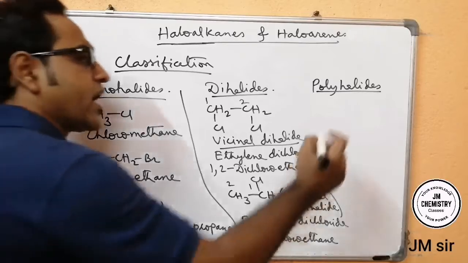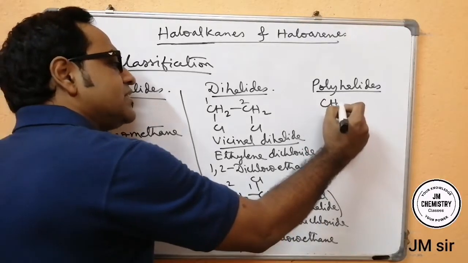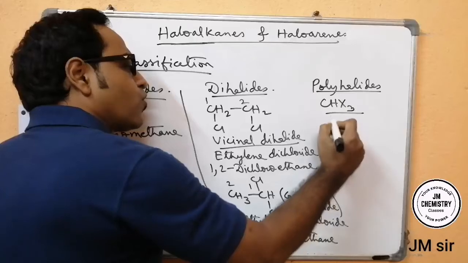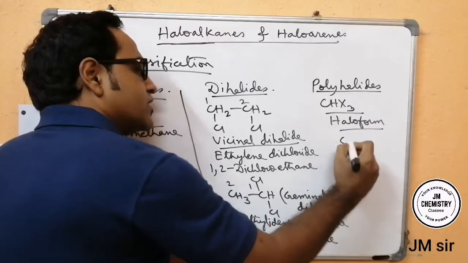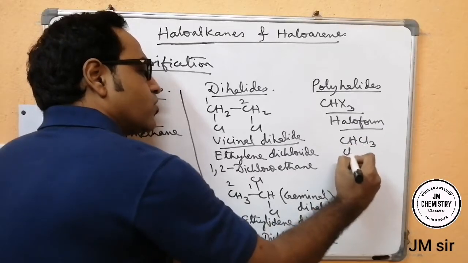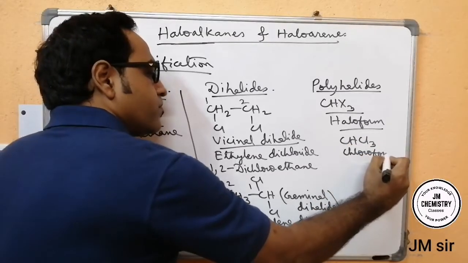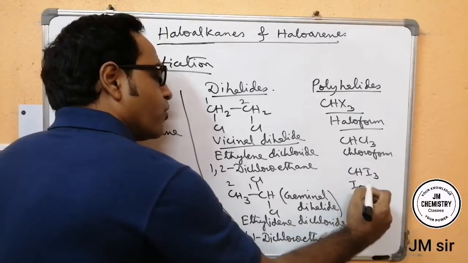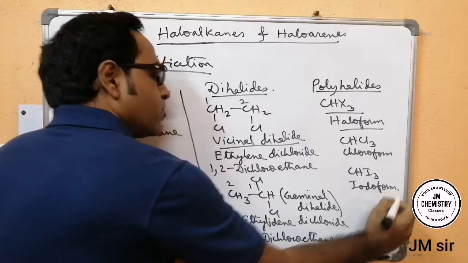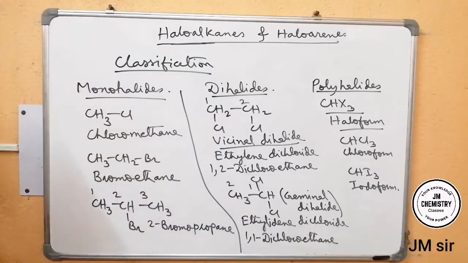In our syllabus, we are having polyhalides of the type CHX3, which is called haloform. For example, CHCl3, chloroform. For example, CHI3, iodoform. Okay. Next, we will move on to the classification based on the hybridization of the alpha carbon atom.